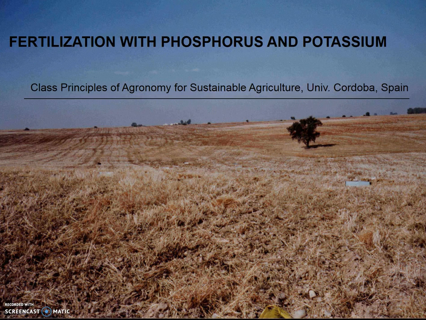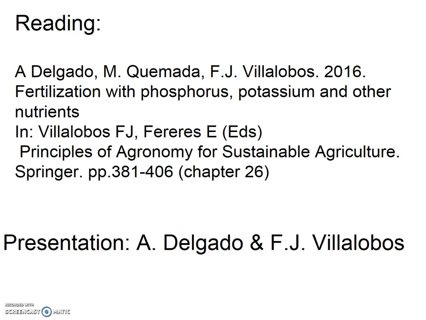Today we're talking about fertilization with phosphorus and potassium. This class is based on chapter 26 of the book Principles of Agronomy for Sustainable Agriculture. The chapter is authored by Delgado, Quemada and Villalobos, and it's called Fertilization with Phosphorus, Potassium and Other Nutrients. This presentation has been developed by Antonio Delgado and Francisco Villalobos.